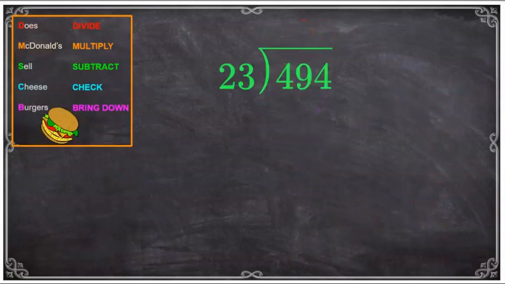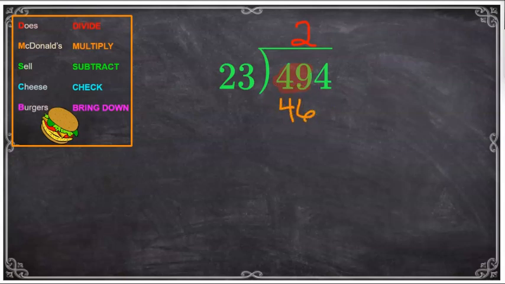Here's another practice problem. Let's see how we do with this one. Let's first divide. Well, I know that 23 times 2 is 46. So I am going to take the first 2 digits and divide those by 23. 23, and I'm going to put my 2 up there. 2 times 23 is 46.